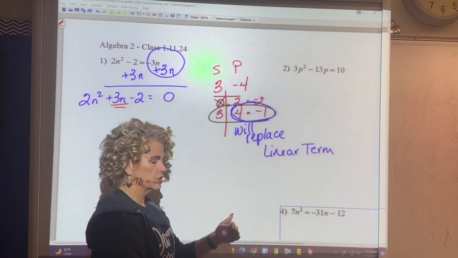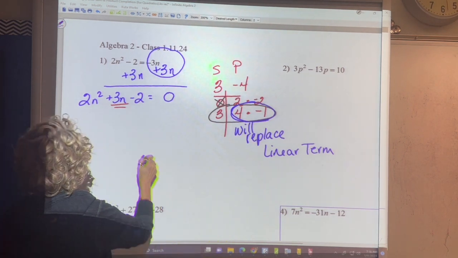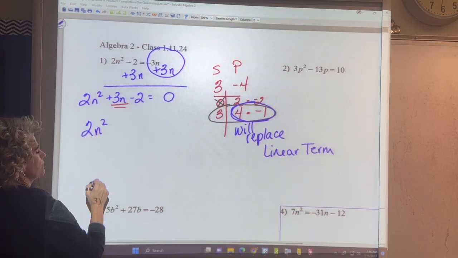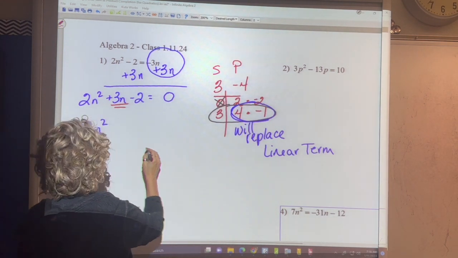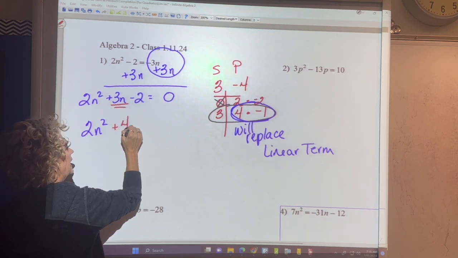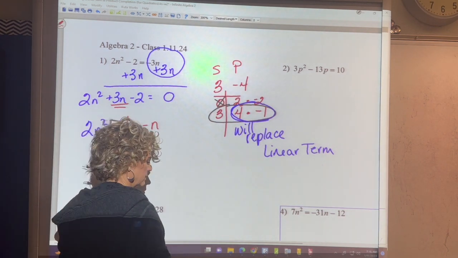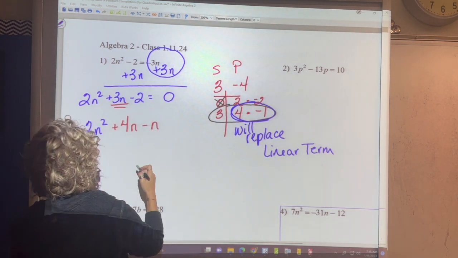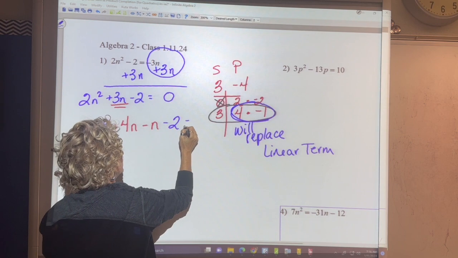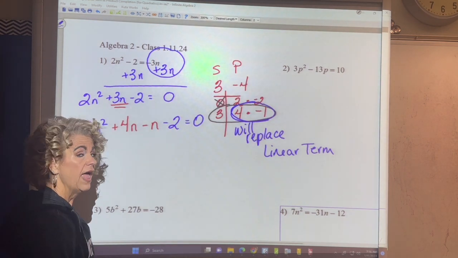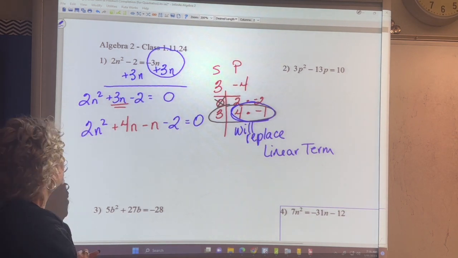All we're doing is one step. We're going to replace the linear term. So I leave my quadratic term just like it is, 2n squared. I replace my linear term with those two. I have a positive 4n. We keep our variable. I have a negative 1n. You can put the 1 there if you want to, but you don't have to. It's not necessary. And then we have our constant, negative 2, equals 0. That's as far as we're going to take it today.